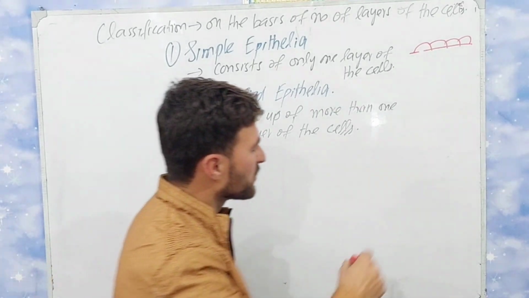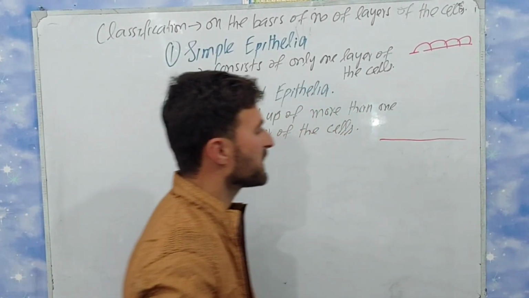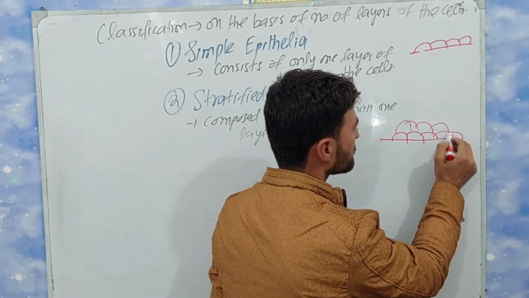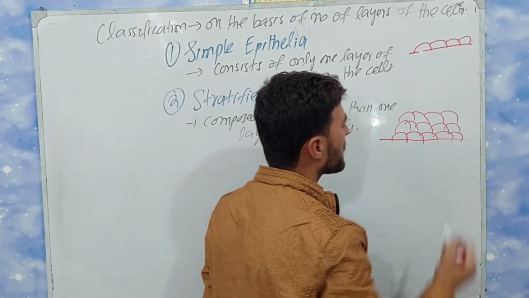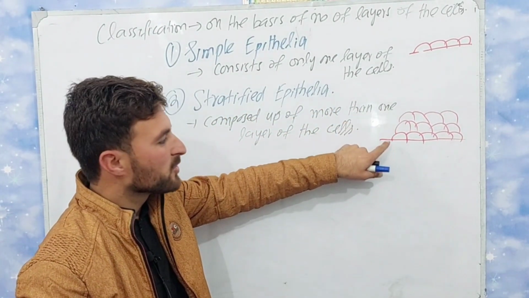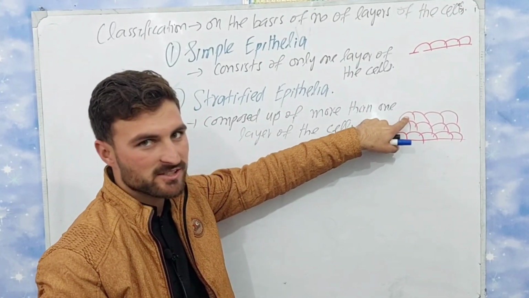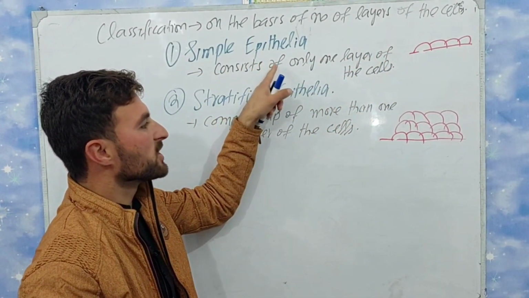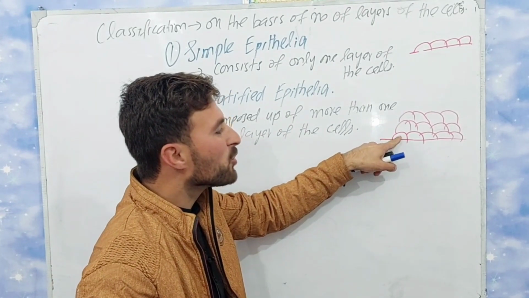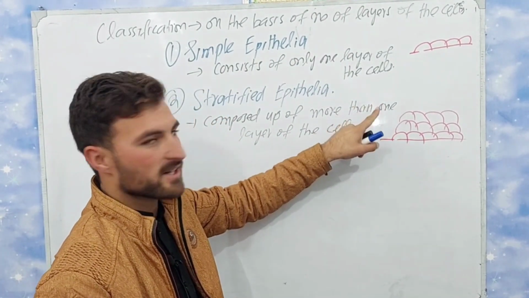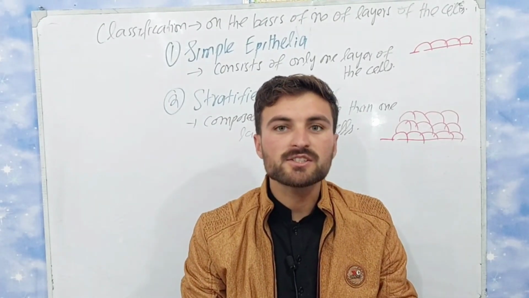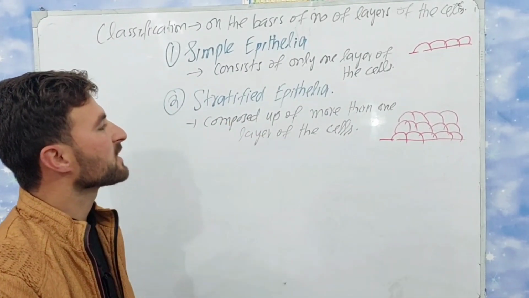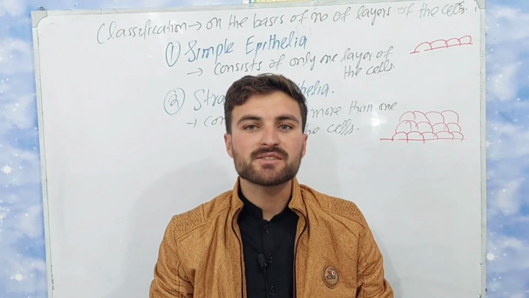Let's suppose we have a basement membrane, and on this basement membrane, these are cells, so we will have more layers. One is this, one is this, and one is this. If there is only one layer, that will be simple epithelia. If there is more than one layer, as we see here there are three layers, that will come in this category, stratified epithelia. So this is one kind of classification.